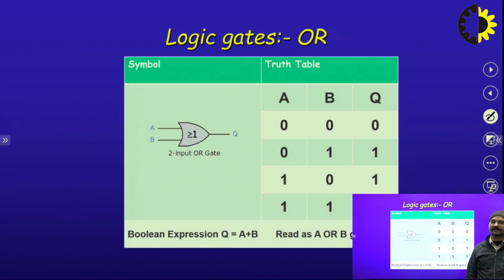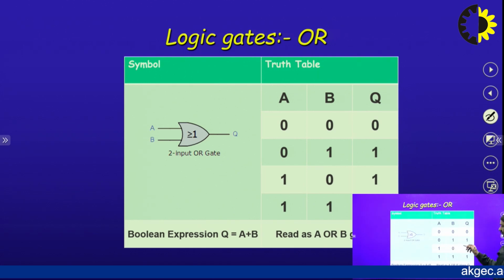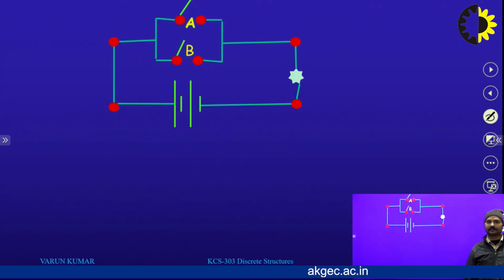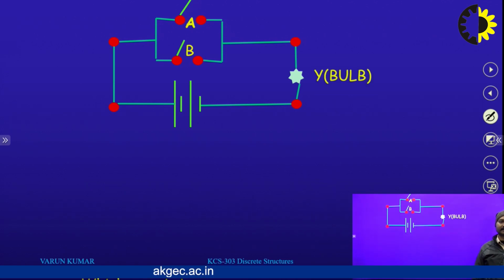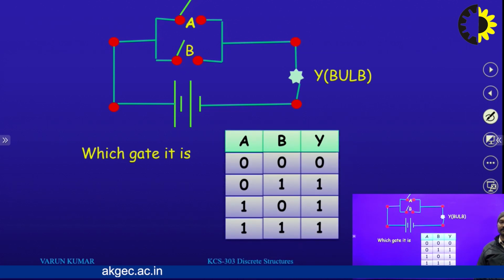This is the OR gate, the simple OR gate. If we closely observe this particular table, if all inputs are low, then the output is low, otherwise high. So this is the switch combination of this particular OR gate. It is a parallel combination of switches, so we can compute easily. If both switches are off, then the output is off, otherwise high.